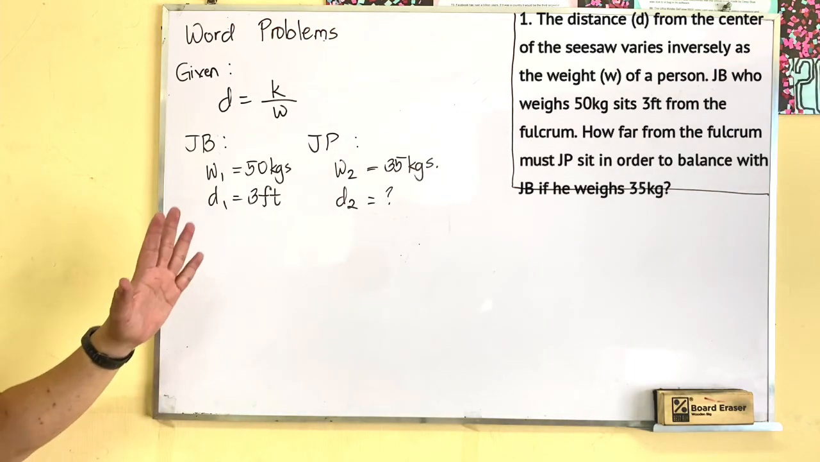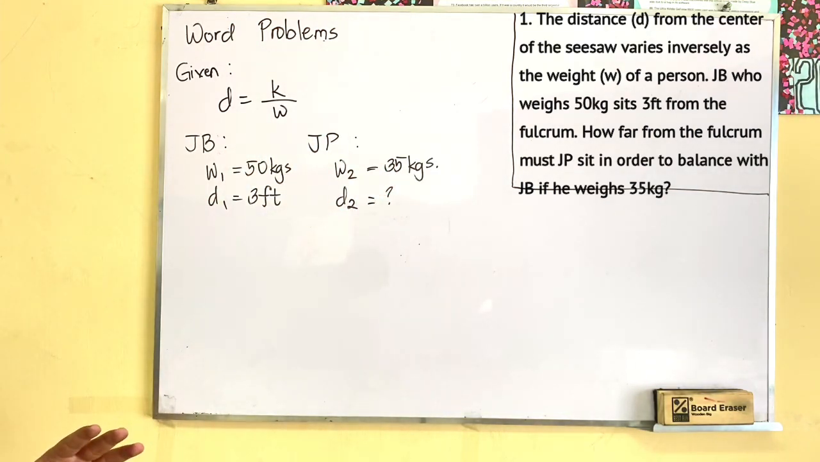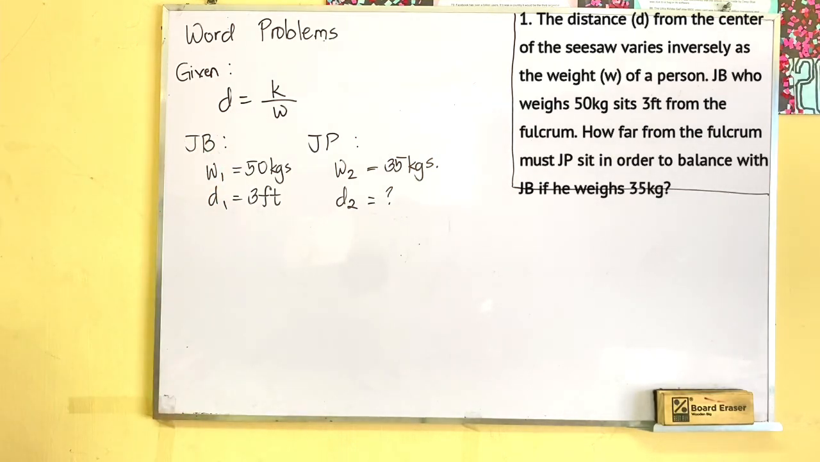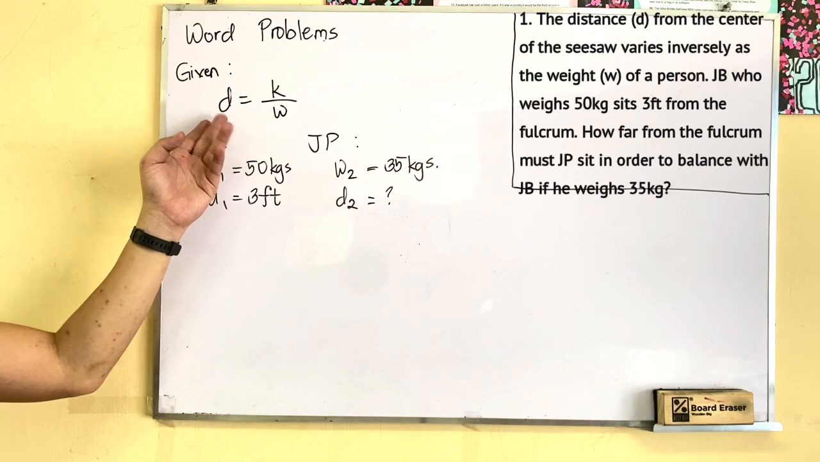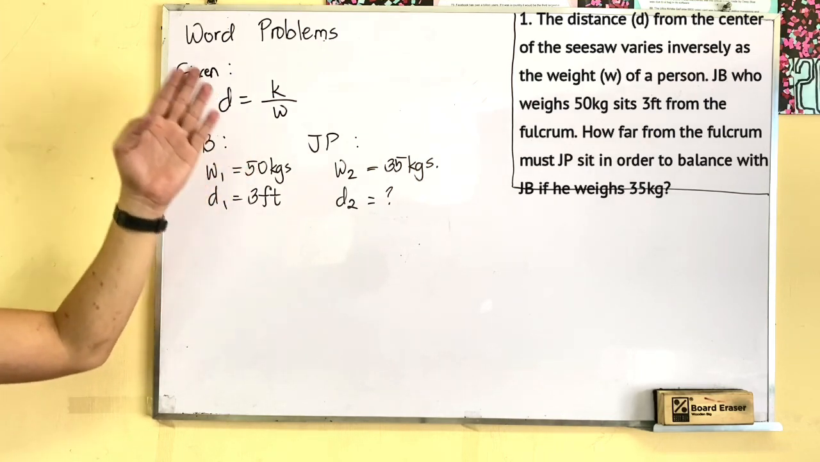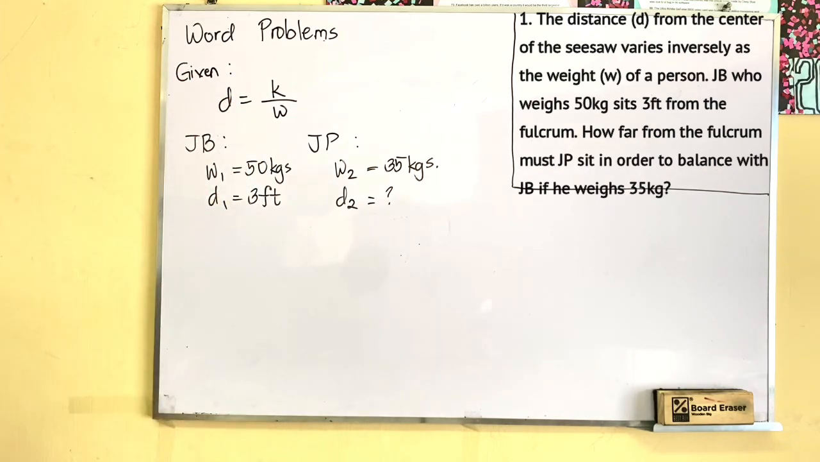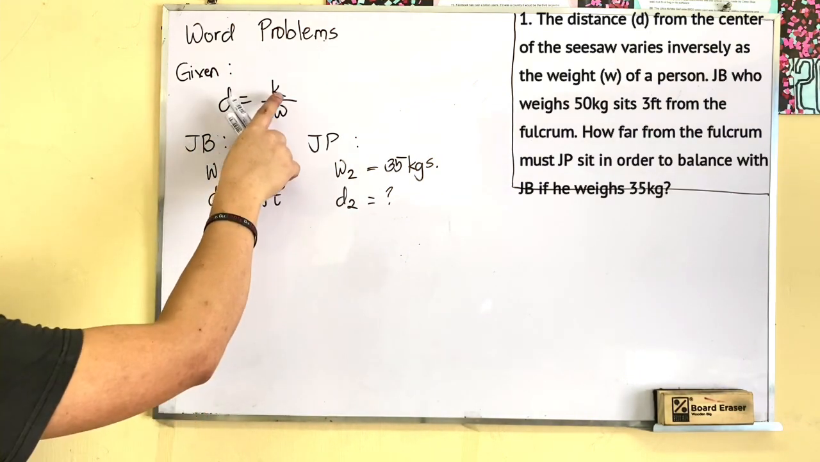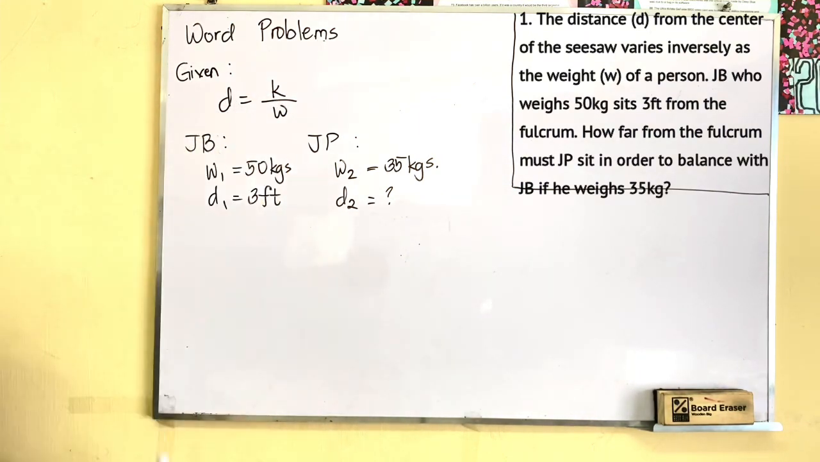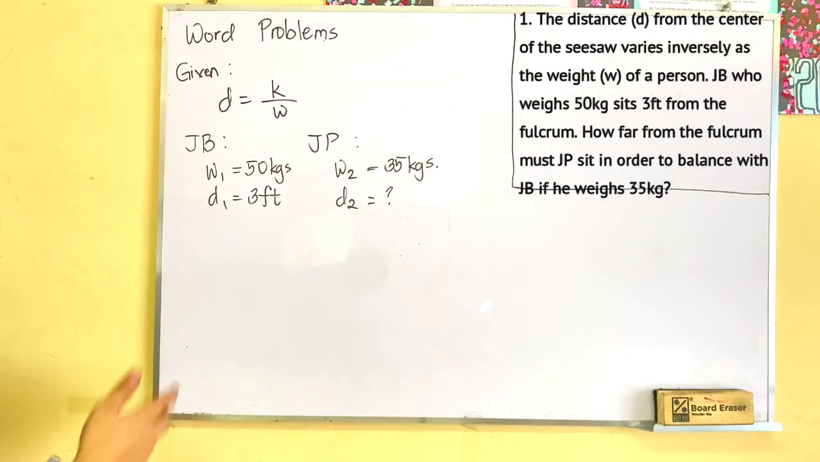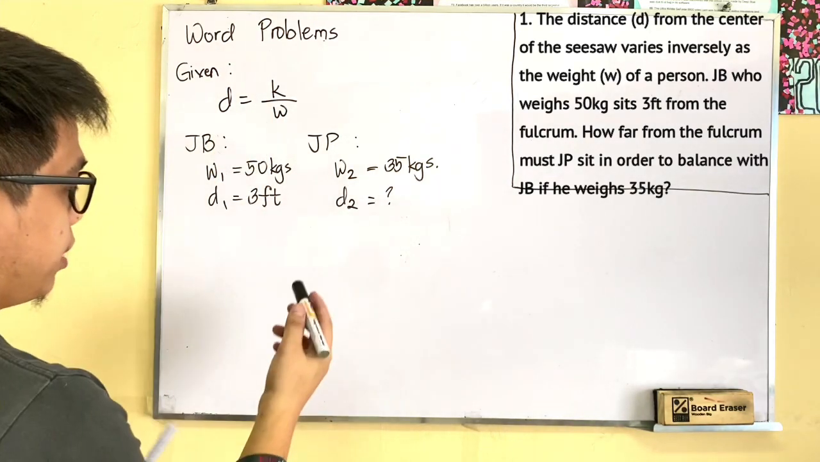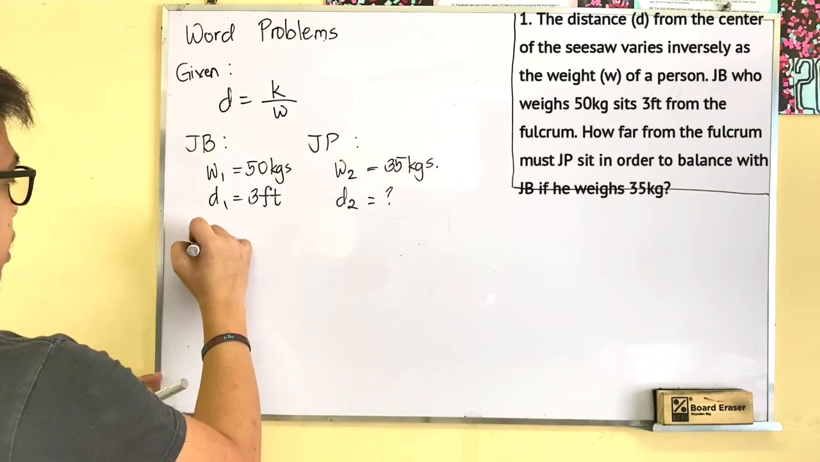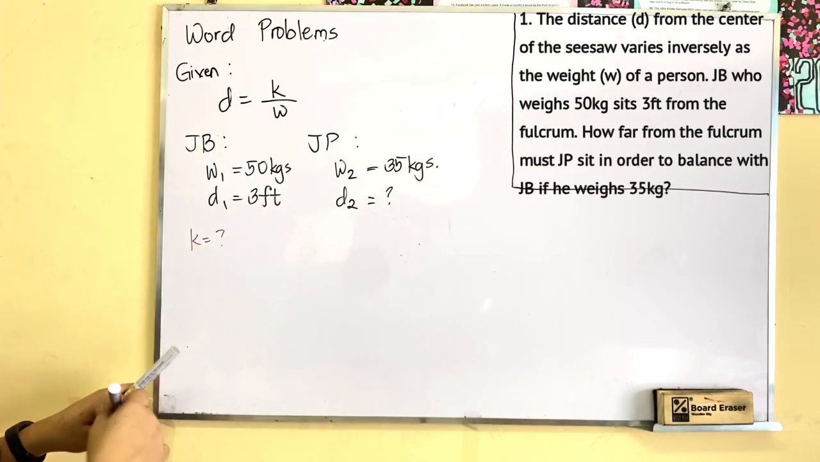Okay, based on the given problem, ang variation na nakuha natin is an inverse variation. Since ang sabi niya, the distance from the center of the seesaw varies inversely as the weight of a person. So, D, the distance, equals K over W, or the weight. So first, hanapin muna natin yung K. So what will be the constant? So K is unknown. So paano makukuha?